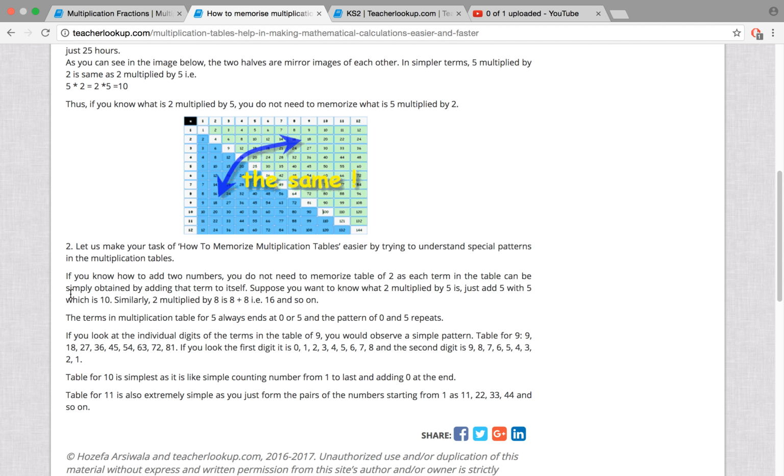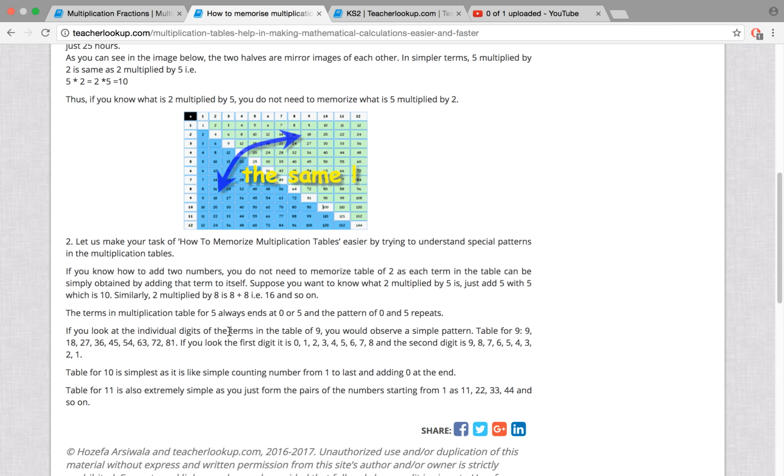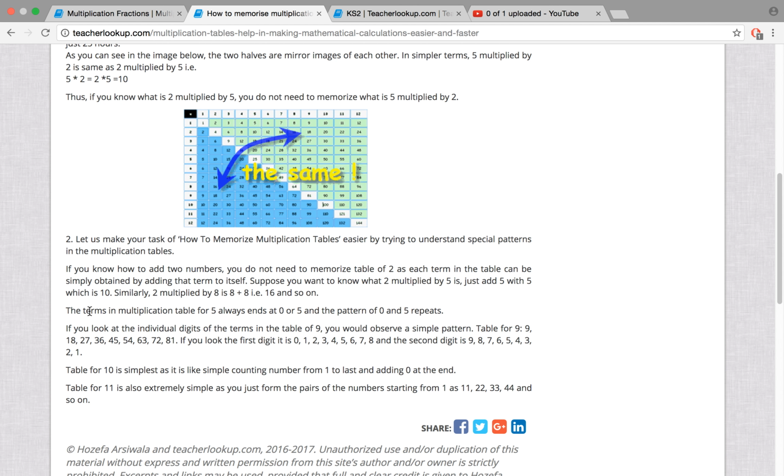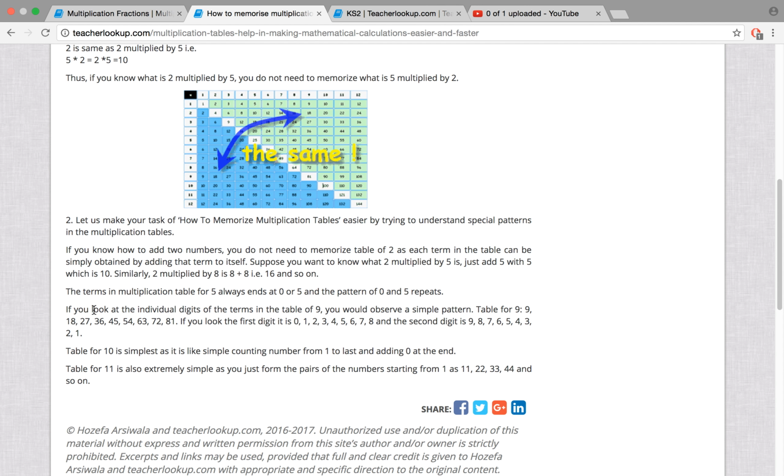Okay. Suppose you want to know what 2 multiplied by 5 is. Just add 5 with 5, which is 10. Similarly, 2 multiplied by 8 is 8 plus 8, i.e. 16, and so on. The terms in the multiplication table for 5 always end at 0 or 5, and the pattern of 0 and 5 repeats.